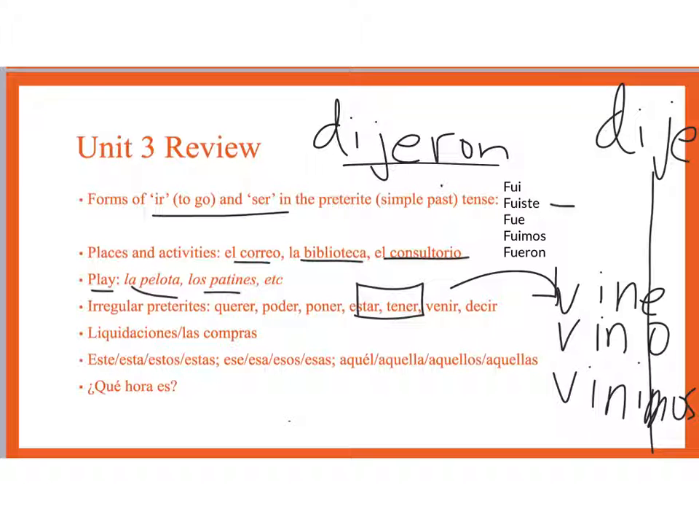Okay, another area is liquidaciones and compras, sales and making purchases. So make sure you are aware of your vocabulary talking about sales. La ganga, una ganga is a bargain. Precio is price. Precios bajos, low prices. Precio alto, high price, etc. And also being able to use comprar in the preterite, of course. ¿Qué compraste? What did you buy? You can be able to talk about purchases.